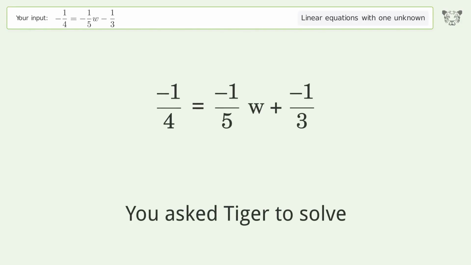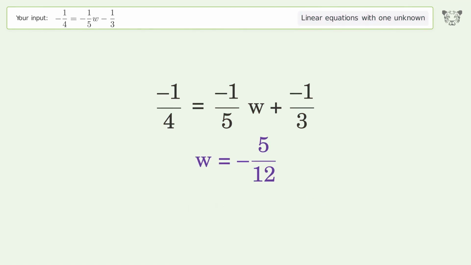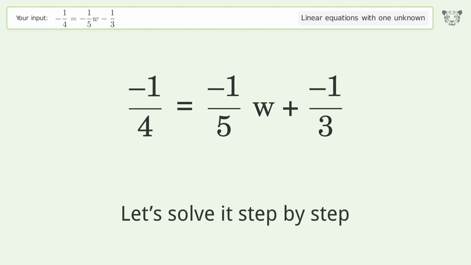You ask Tiger to solve this. This deals with linear equations with one unknown. The final result is w equals -5/12. Let's solve it step by step.